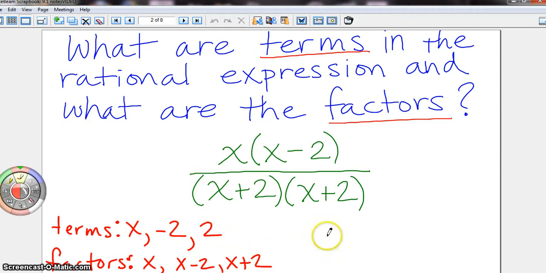Now factors are what are multiplied within a problem. So if you look here, what is being multiplied? X with x minus 2, and then we have x plus 2 times x plus 2. Those 3 things are factors. This lone x on the top, the x minus 2 is a factor, and each x plus 2 is a factor. They are an entire unit.